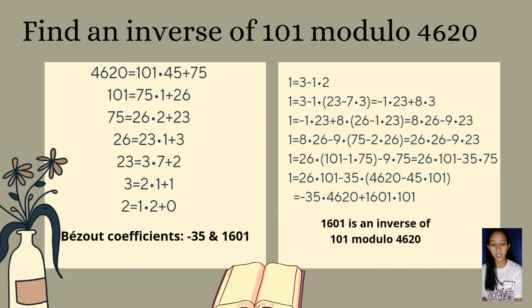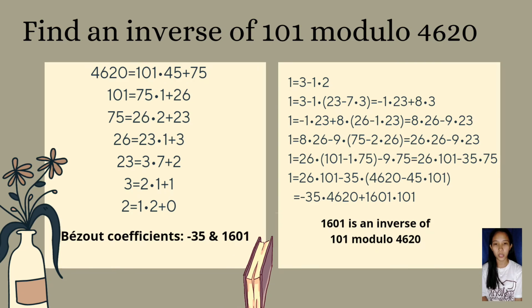Kaya nagkaroon tayo ng 3 times the quantity of 1 plus 7 minus 23. So, all in all, we have 3 times 8 minus 23 times 1. So, now proceed. Pareho lang siya hanggang makuha natin yung inverse ng 101 modulo 4620. So, the next one is 1 is equals to negative 1 times 23 plus 8 times the quantity of 26 minus 1 times 23. Galing naman siya doon sa sunod sa 23 sa Euclidean algorithm sa taas. Kaya nagkaroon tayo ng 26 minus 1 times 23. So, it is equals to 8 times 26 minus 9 times 23.